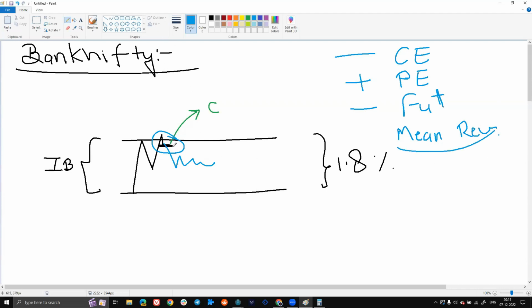Would anyone here like to deploy trend following strategies for the downside? Let me repeat. Would anyone like to deploy trend following strategies for the downside here? Yes or no? 1.8% is the IB range. This is the range of the IB. Scalping trades probably no, never, no. Okay, that can be done. See, now some of you answered that yes, that can be done. Some of you said that it will not be feasible.